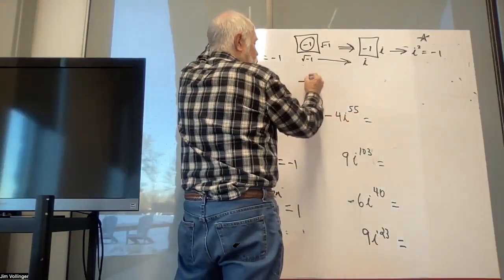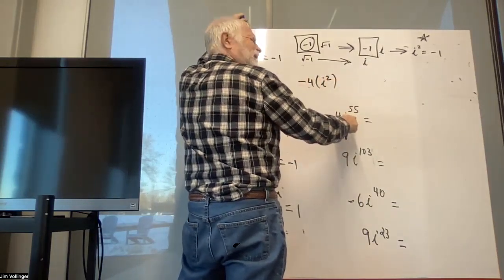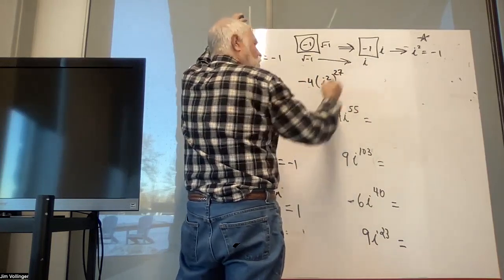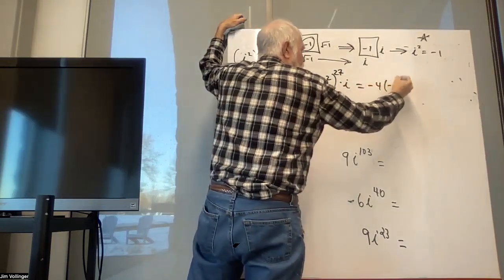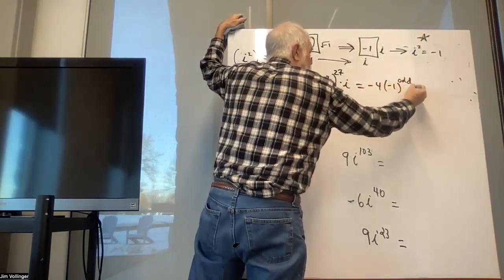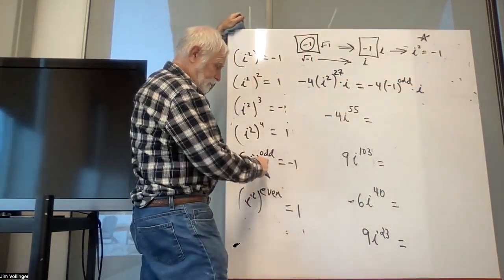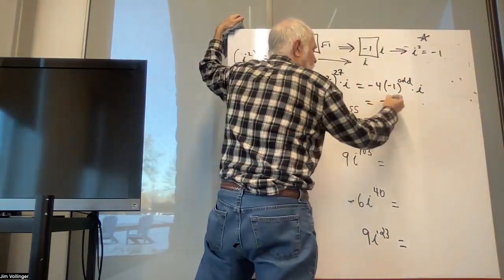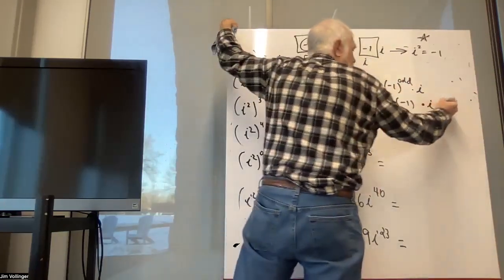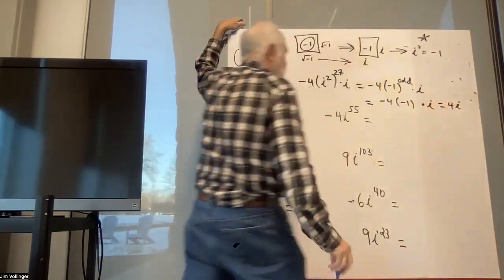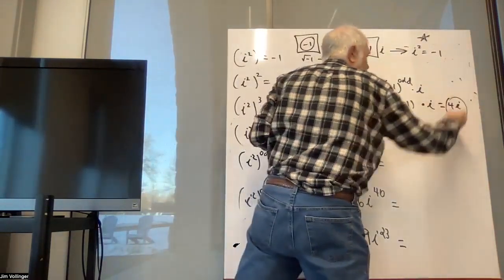-4i to the 55th, I could have written as i squared. I've got to divide 2 into 55. 27 times gets me 54, times i, which is equal to -4 times -1 to an odd power, times i. -1 to an odd is -1. So this is -4 times -1 times i, and I hope you can see that is 4i. So what's another way of writing -4i to the 55th? It's easier to write it as 4i.